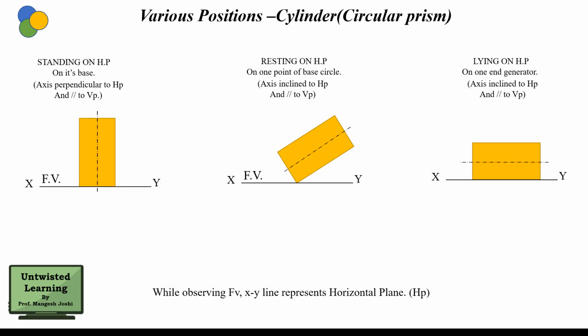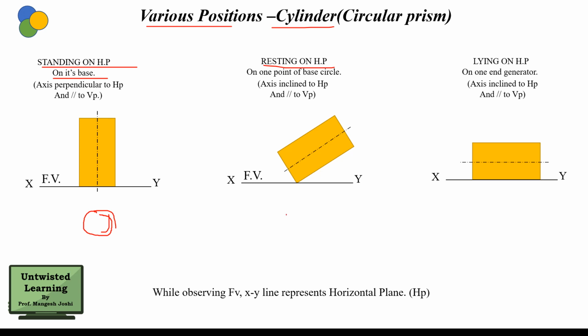Let us see the same cases, various positions of a cylinder, which is also called a circular prism. Again, standing on HP on its base, axis perpendicular to HP and parallel to VP. So this is the cylinder. If you draw a top view, it will be a circle. Similarly, this condition, a cylinder resting on HP on one point of base circle.